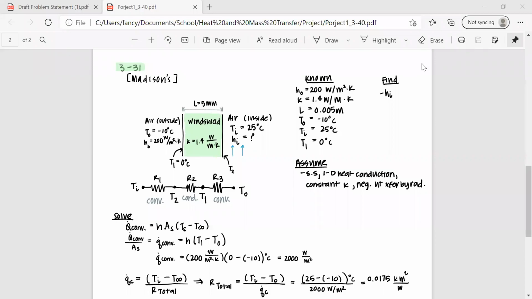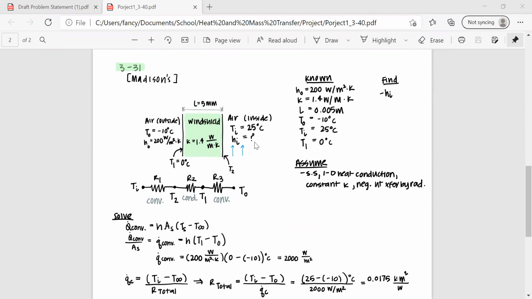I'm Shelby Schumacher. I'm going to be reviewing and explaining Madison's 3-31 example. This is my solution to this windshield here with ice on the outside because it's cold outside, and then you blow hot air on the inside to melt that ice.